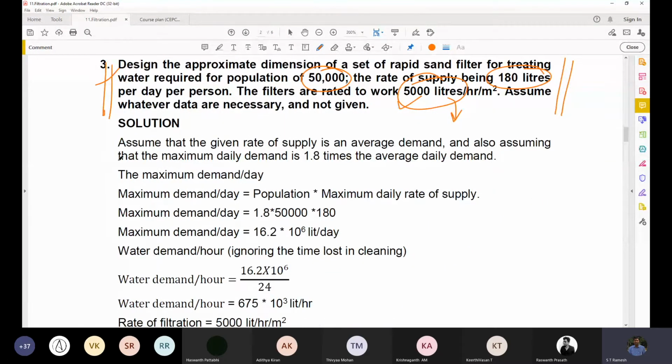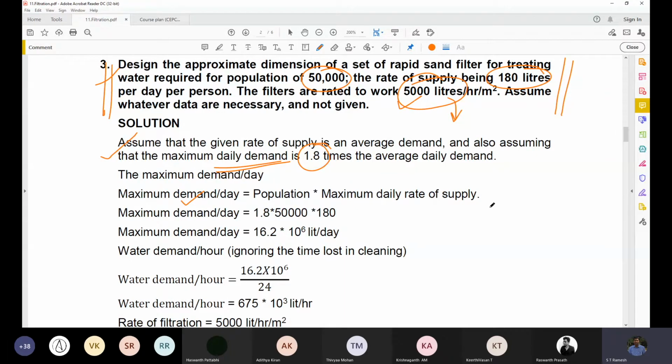It's very simple. Normally, I have already mentioned to you that these filtration systems are designed for maximum flow conditions. For maximum flow conditions, you have to use the peak factor as 1.8 times the average daily demand. So average daily demand is 180 liters per day. You have to multiply it by 1.8. So now you can calculate the maximum demand per day, which is equal to population multiplied by the maximum rate of supply.